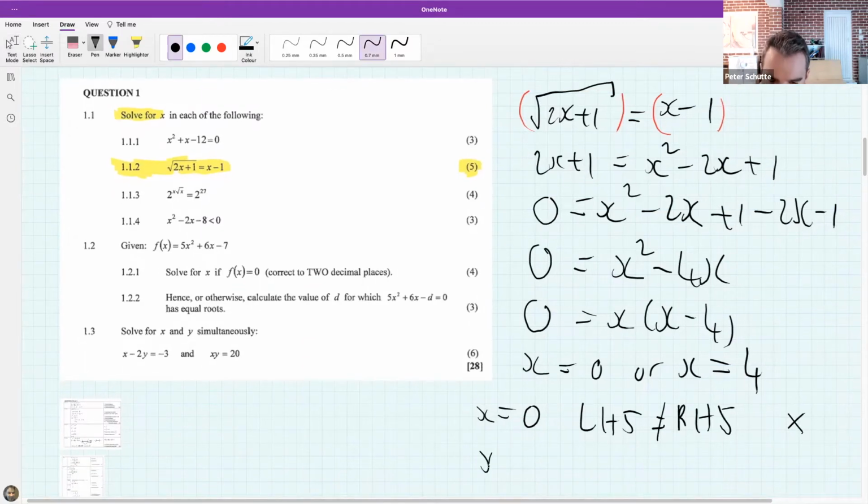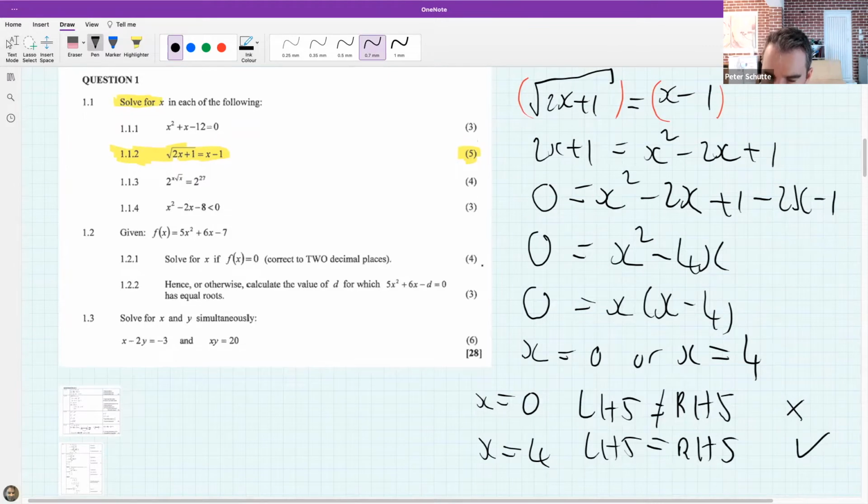And let's try x is 4. So 2 times 4 is 8. 8 plus 1 is 9. The square root of 9 is 3. And then 4 minus 1 is 3. So all is well with the world here. And so the answer is just going to be x is 4. I'm going to say just that one. I'll reject this one.